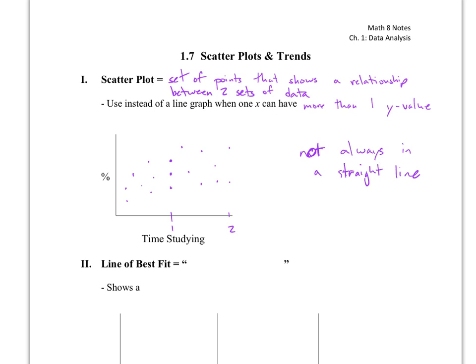So what do we do with this data? Well, it helps us visualize things again. But then we have this thing called a line of best fit. And it's also called a trend line.